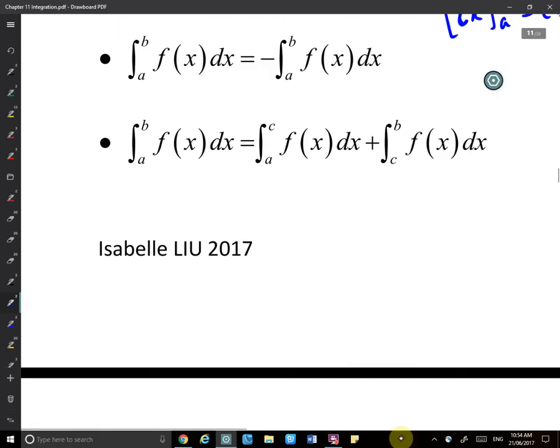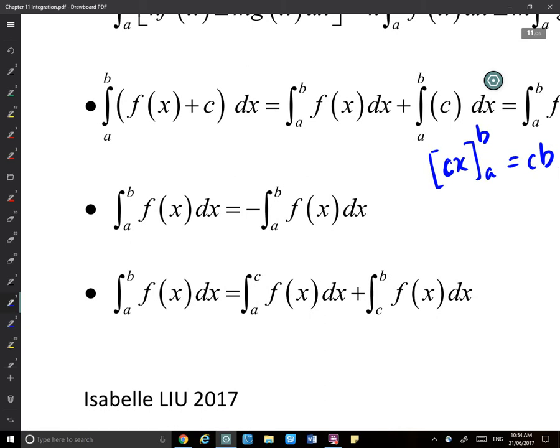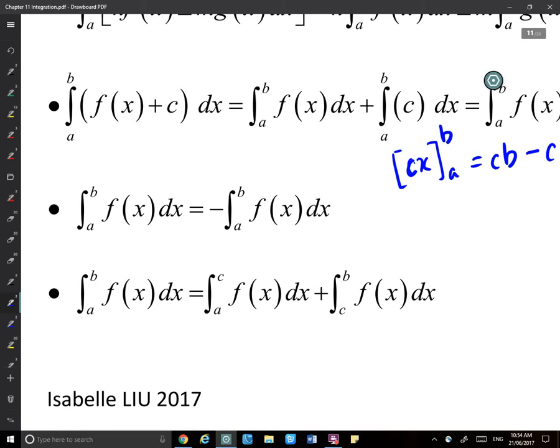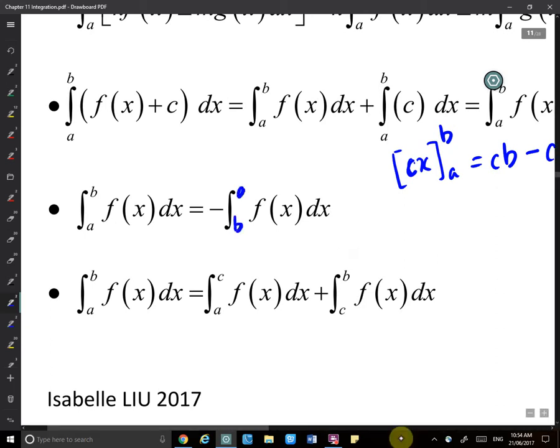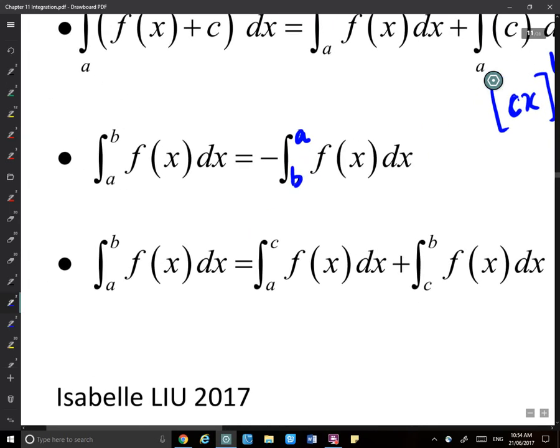All right, next one. Integral A to B of f(x). Okay, well, I made a mistake here. I need to change the terminals B, A. Change here, B to A.